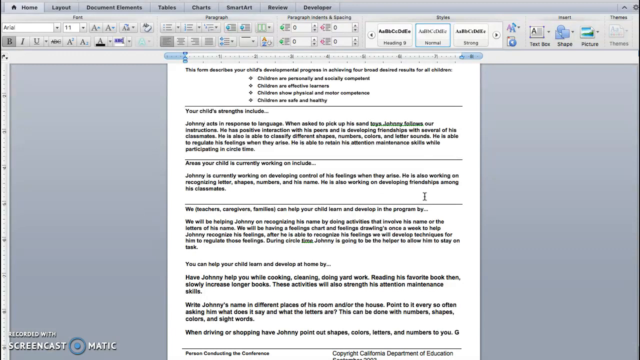We can help your child learn and develop in the program by: be specific. We will be helping Johnny on recognizing his name by doing activities that involve his name or the letters of his name. We will be having a feelings chart and feelings drawings once a week to help Johnny recognize his feelings. After he is able to recognize his feelings, we will develop techniques for him to regulate those feelings. During circle time, Johnny is going to be the helper to allow him to stay on task.